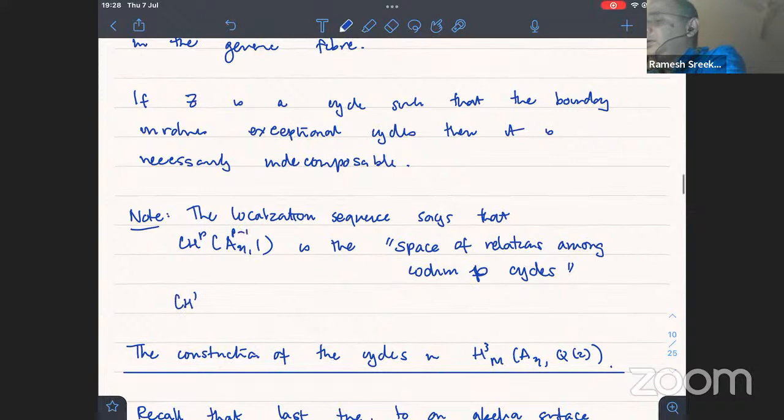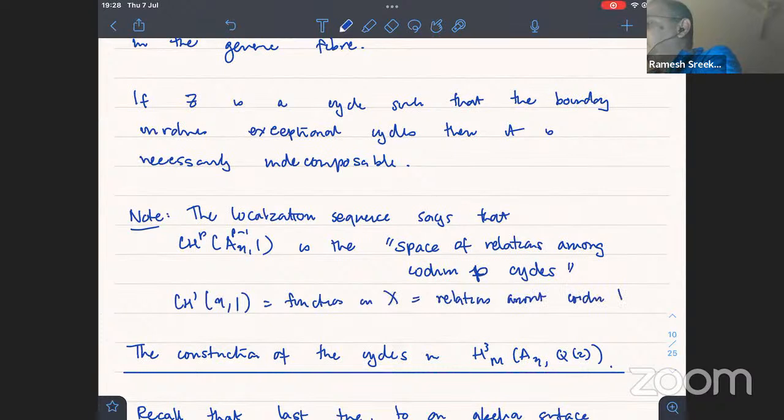Chow 1 of eta 1 is just functions on x, which is relations among codimension 1 cycles on x, right? Points, right? That's what a function is. The Jacobian is the divisors of degree 0 modulo rational equivalence. Sorry, the Chow 1 is just divisors modulo rational equivalence, right?